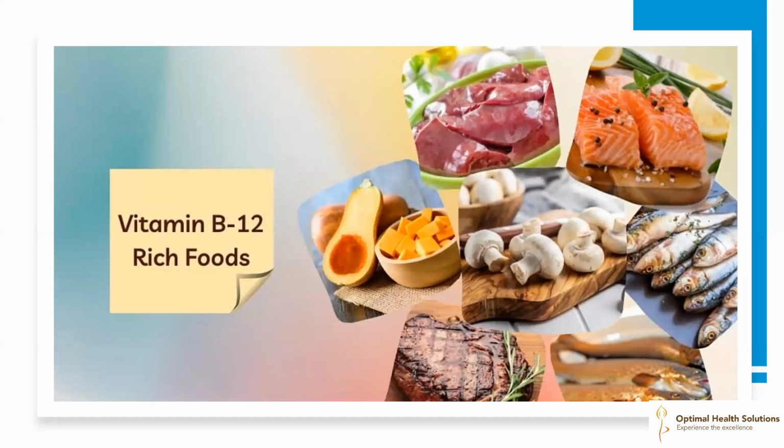commonly known as SIBO, which may be present in up to 50% of people with Hashimoto's. The bacteria in the gut consume B12 and produce a molecule that is similar to the structure of B12. This molecule competes with B12 receptors and results in B12 deficiency.